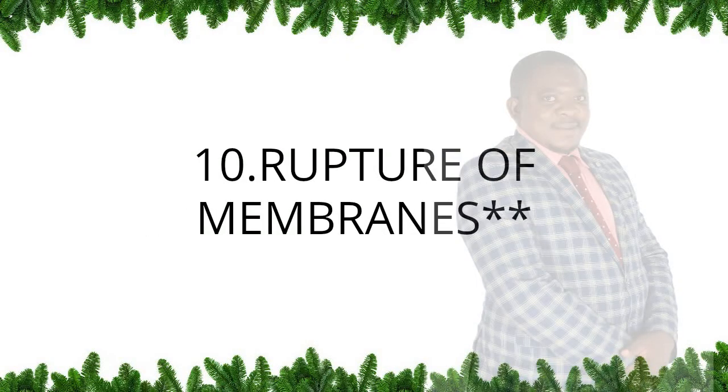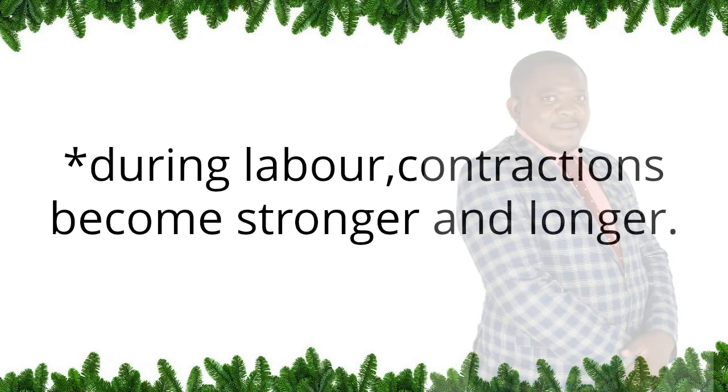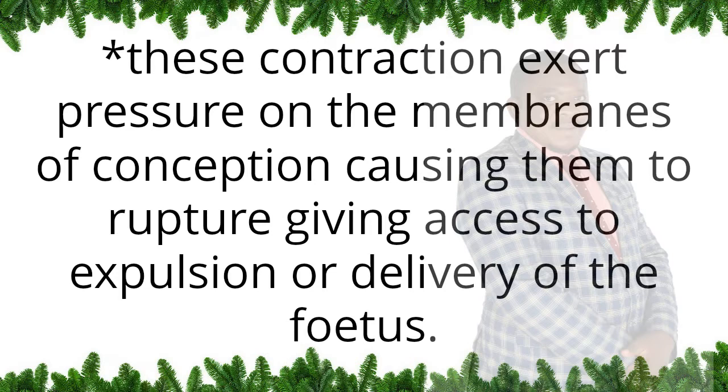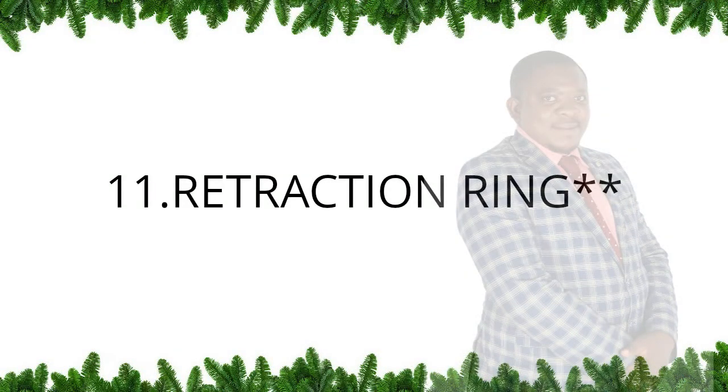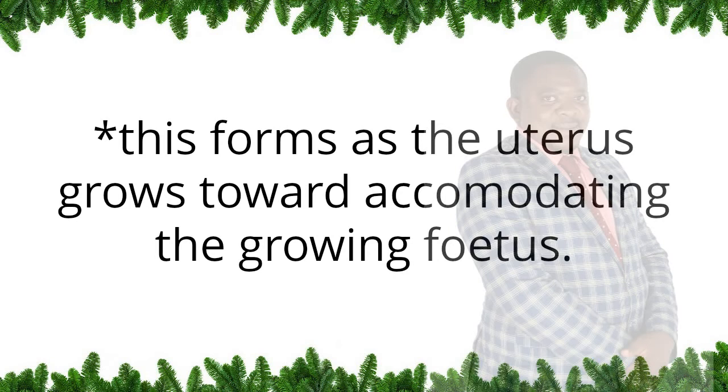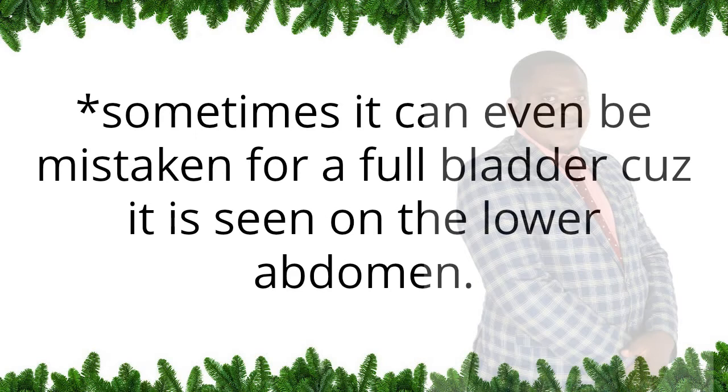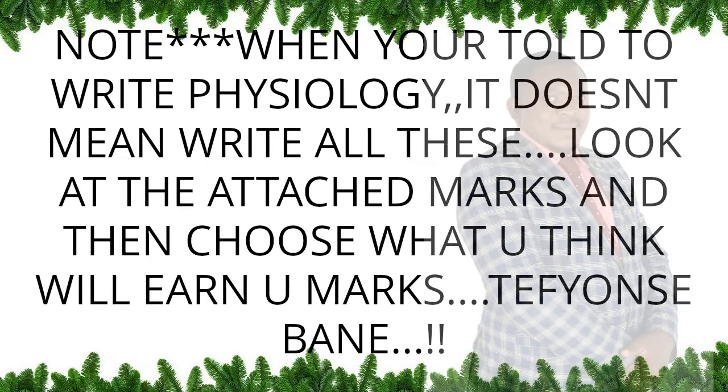10. Rupture of membranes. During labor, contractions become stronger and longer. These contractions exert pressure on the membranes of conception, causing them to rupture, giving access to expulsion or delivery of the fetus. 11. Retraction ring. This forms as the uterus grows to accommodate the growing fetus. Sometimes it can even be mistaken for a full bladder because it is seen on the lower abdomen. Note: when you're told to write physiology, it doesn't mean write all these. Look at the attached marks, and then choose what you think will earn you marks.